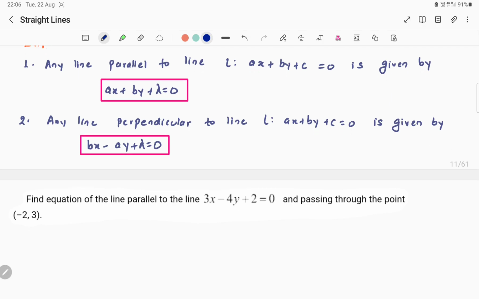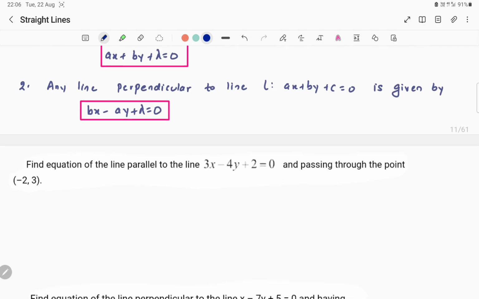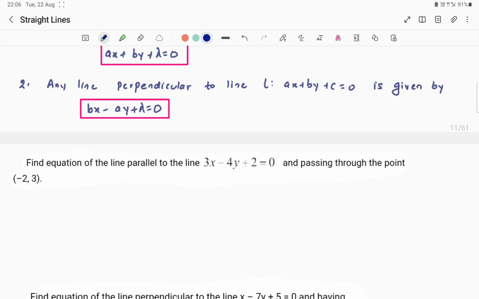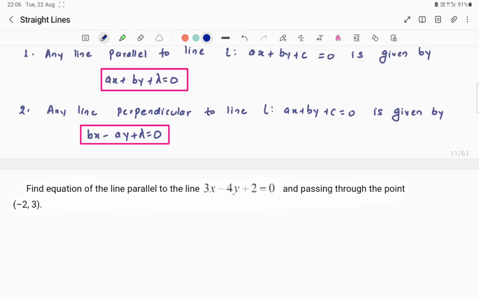It is not necessary. You can always use the fact that m1 is equal to m2 for parallel and m1 m2 is equal to minus 1 for perpendicular lines. But if you remember this, you can easily write the x and y part. Only the constant you have to figure out. For that, based on the given information, we can evaluate it.